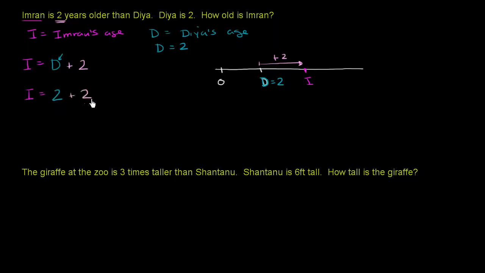So what's 2 plus 2? Well, you know that. That's going to be 4. So Imran's age is going to be equal to 4. If this is 2 right over here, and then you were to go up 2 more, you're going to get to 4. Imran's age is 4.